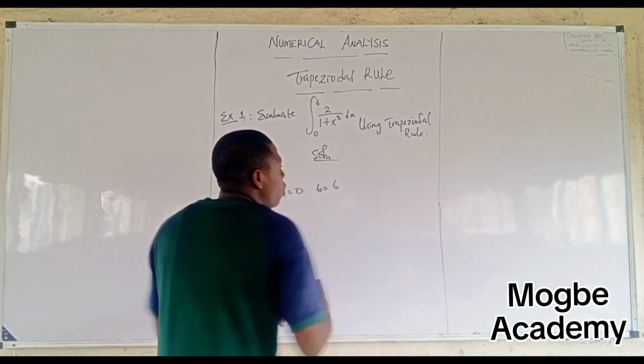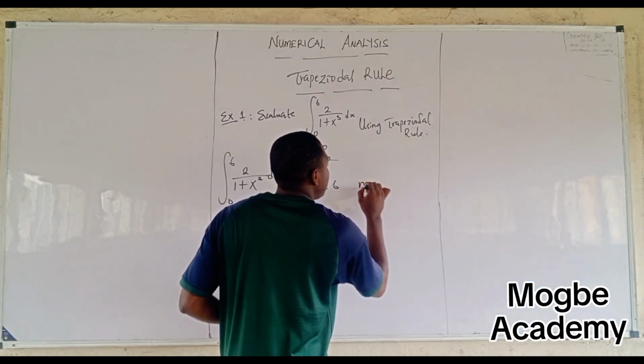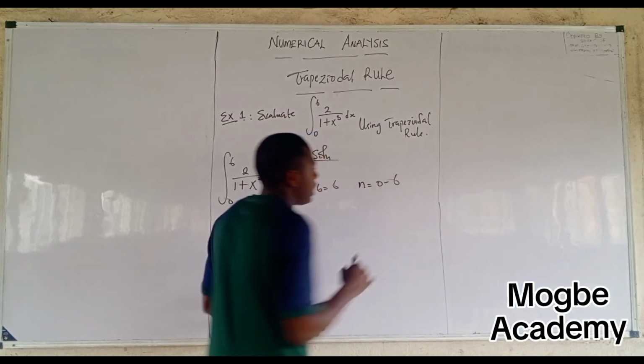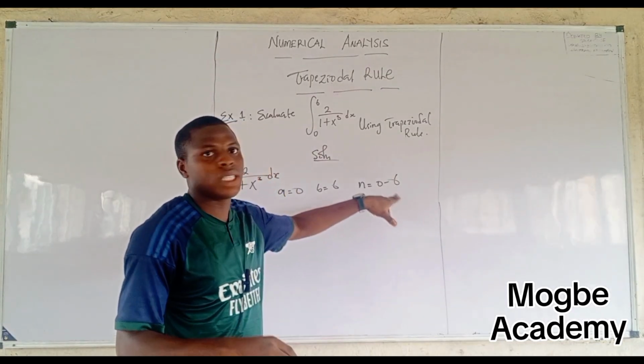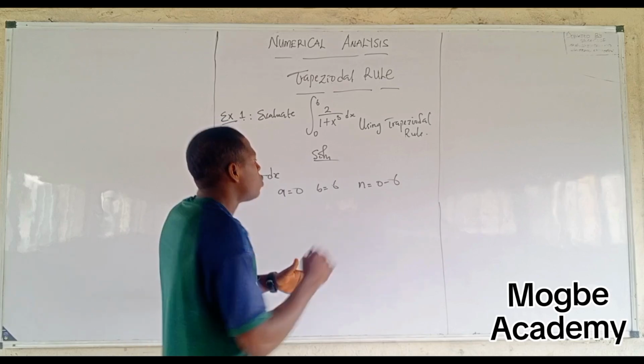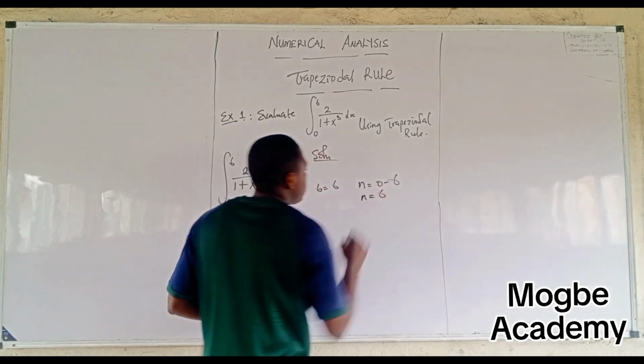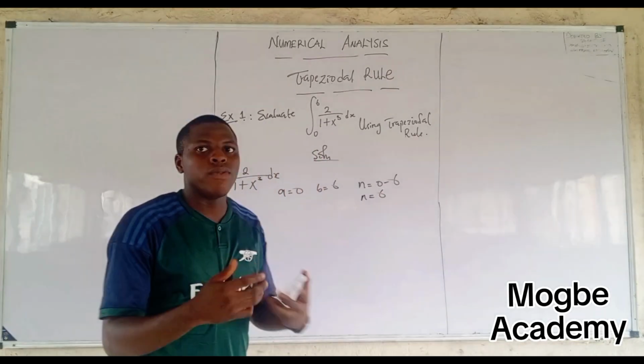So basically your interest will now be the interval between 0 to 6. Now, the interval between 0 to 6 is simply 6. Are we together? So, your n now is equal to 6.